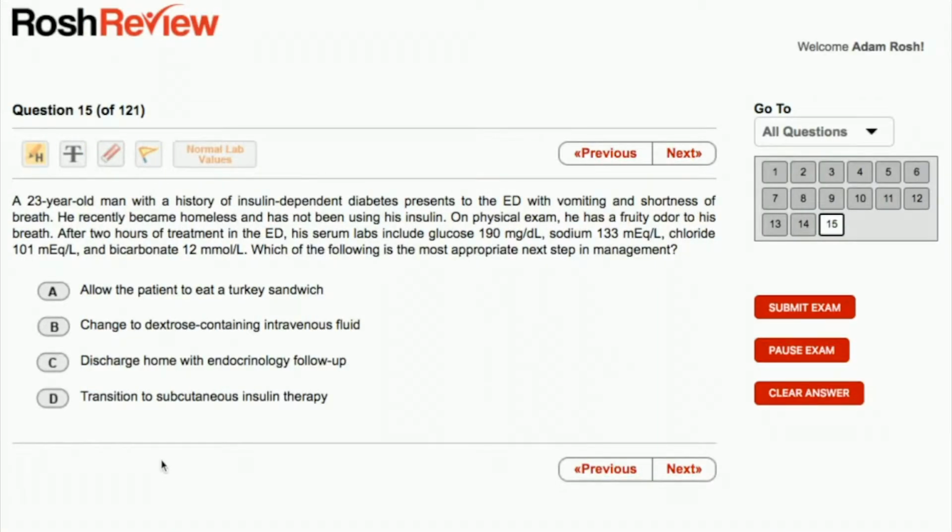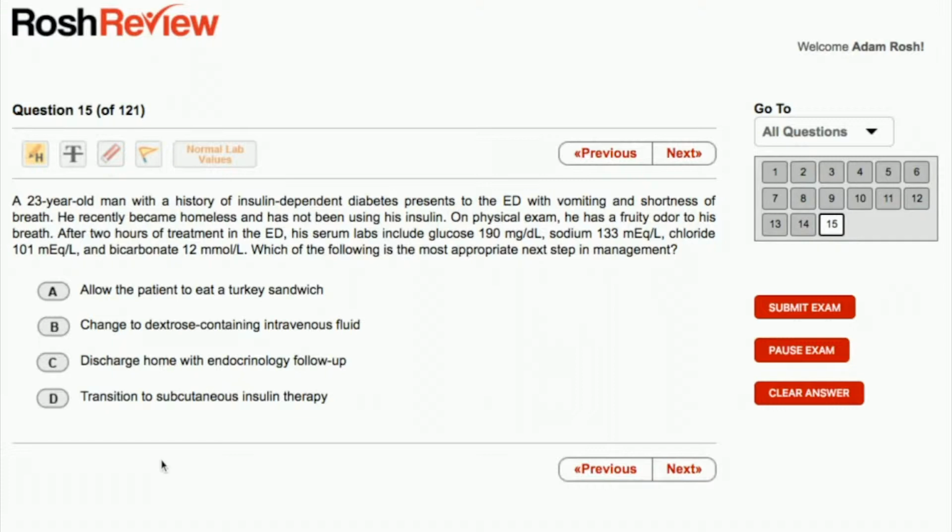So let's get started. Okay, so we have a 23-year-old man with a history of insulin-dependent diabetes who presents to the emergency department with vomiting and shortness of breath. He recently became homeless and has not been using his insulin. On physical exam, he has a fruity odor to his breath. After 2 hours of treatment in the emergency department, his serum labs include a glucose of 190 milligrams per deciliter, sodium 133, chloride 101, and bicarbonate of 12. Which of the following is the most appropriate next step in management?